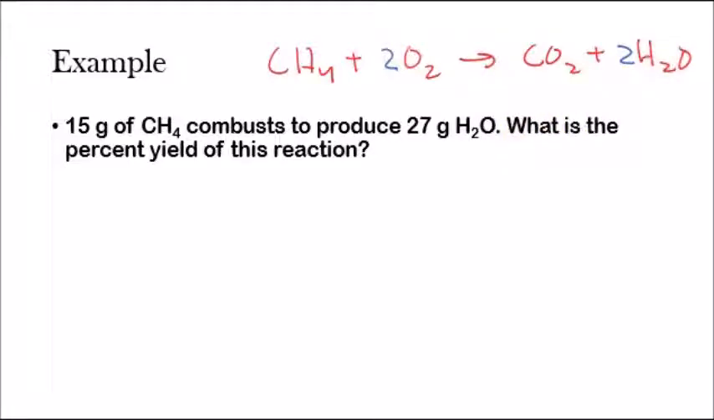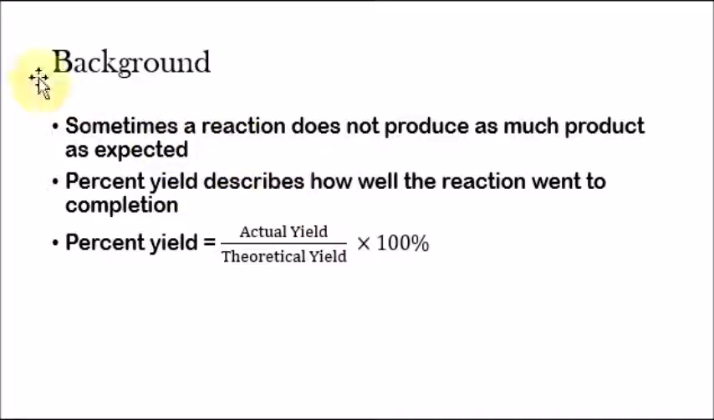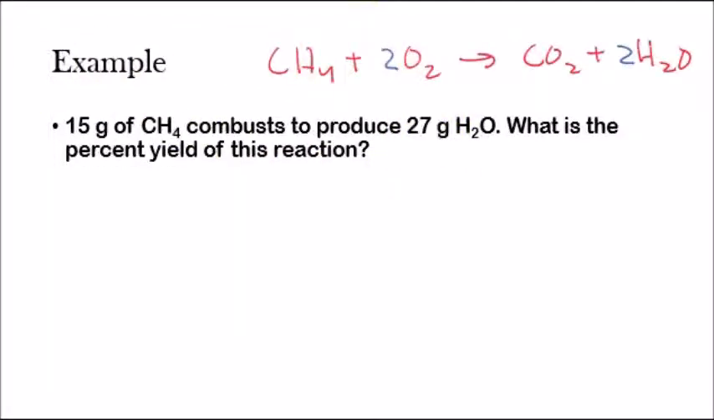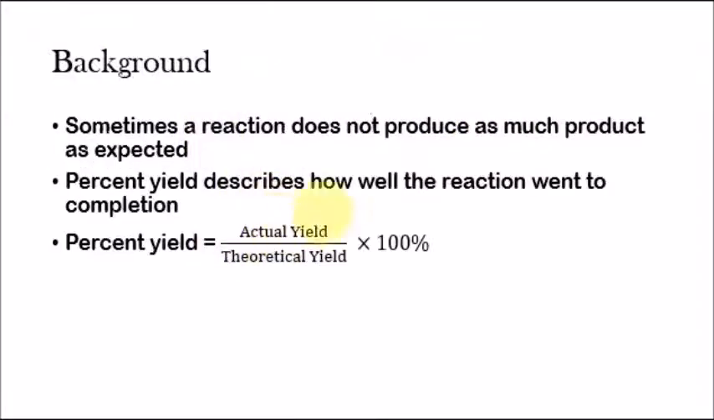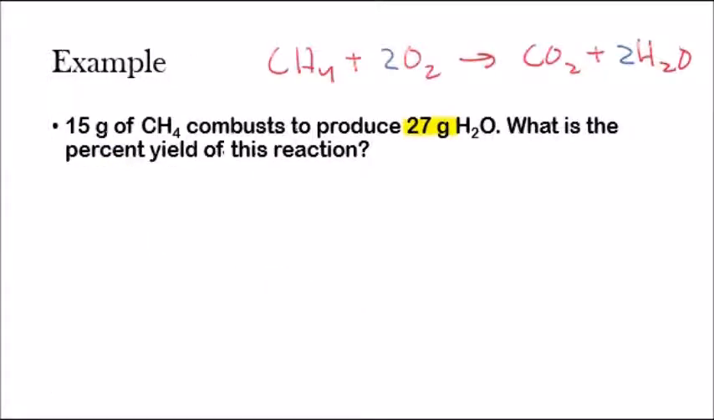Great. From here, we're going to calculate how much water should be produced if 15 grams of CH4 react, and that's called the theoretical yield. The actual yield is given to us here: 27 grams of H2O is produced. We're going to divide the actual yield by the theoretical yield and multiply by 100 to get the percent yield. So the first step is to find how much H2O should have been produced by the reaction of 15 grams of CH4. That's called the theoretical yield. We're looking for grams of H2O, and we're given 15 grams of CH4.